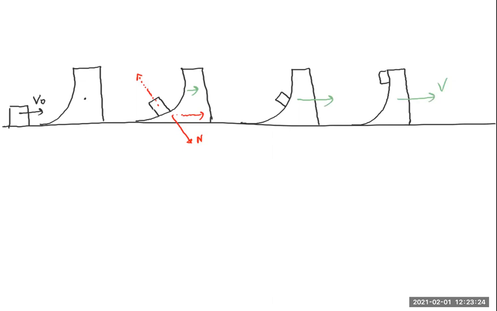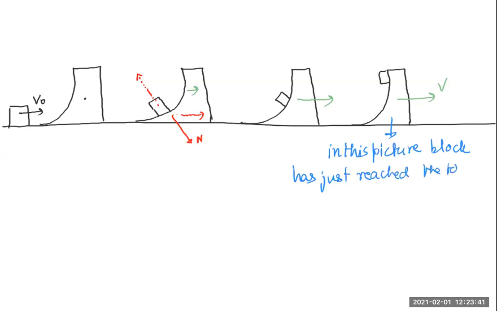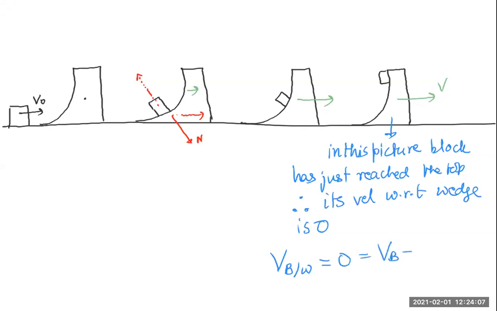But in this picture, the block has just reached the top. Therefore, its velocity with respect to the wedge is zero. So velocity of the block with respect to the wedge is equal to zero. Matlab ye hua that velocity of the block minus velocity of the wedge must be zero. This implies that velocity of the block must be equal to velocity of the wedge. Agar wedge ki velocity is given by the green arrow, velocity of the block must also be given by the green arrow.